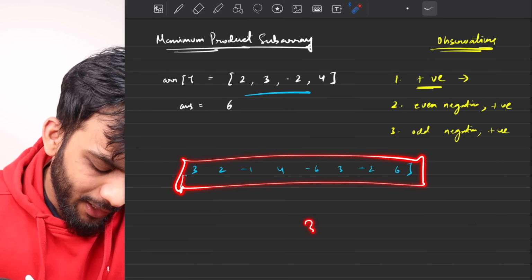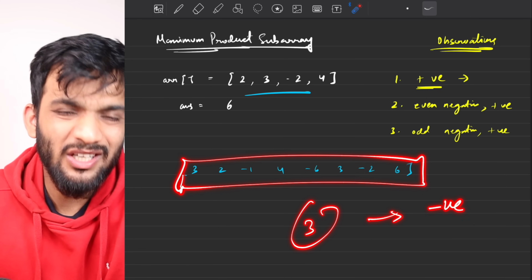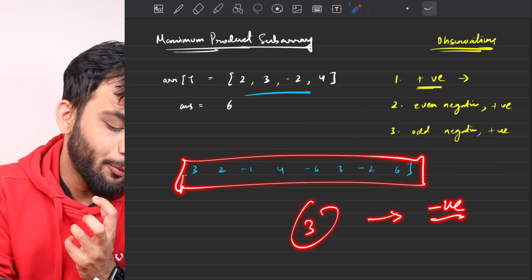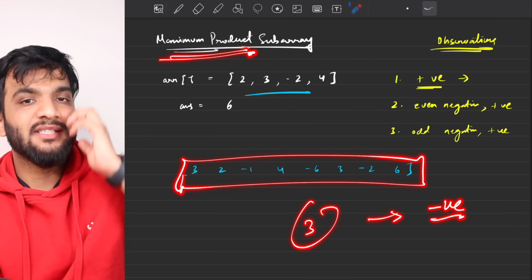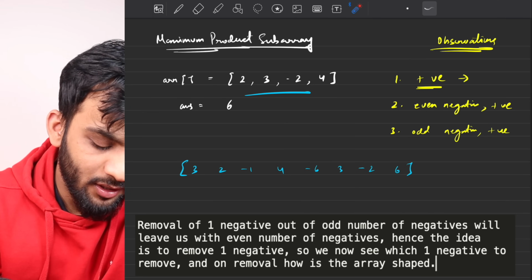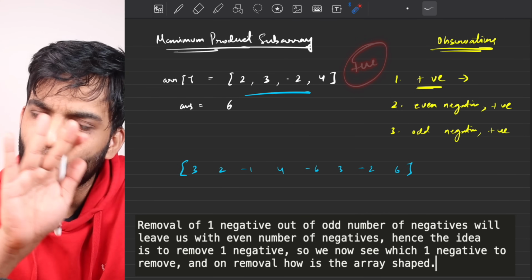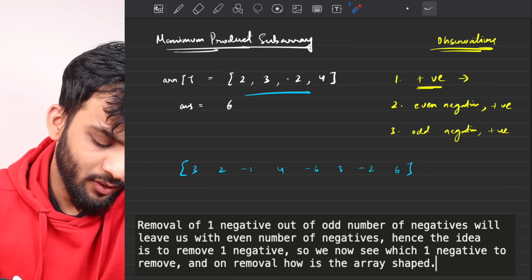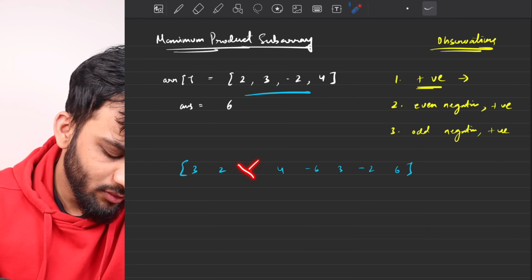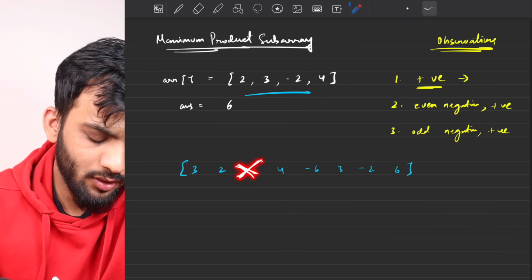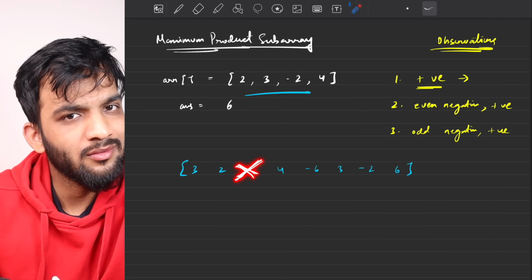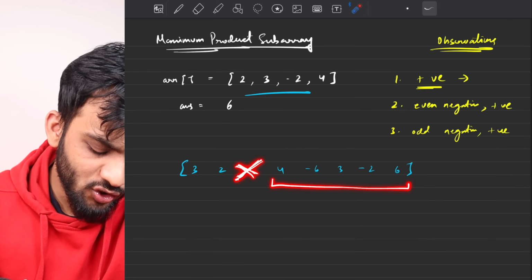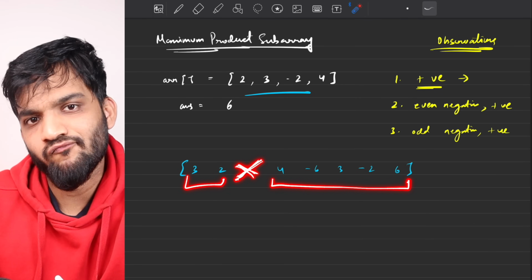And 3 negatives on multiplication will give me a negative, which I don't want. I want a maximum product. I want to increase it. So how do I increase it? If I just go towards positive, so my idea will be, what if? Probably I can ignore minus 1. What if I can ignore minus 1? I can. In that case, I'll have this much. Okay.